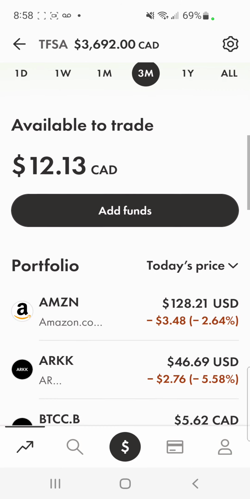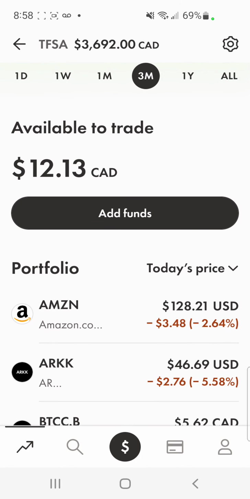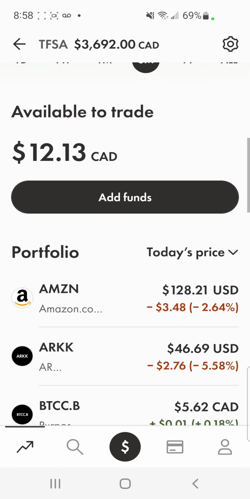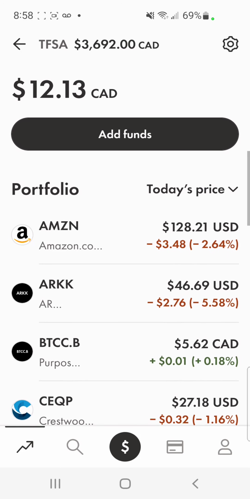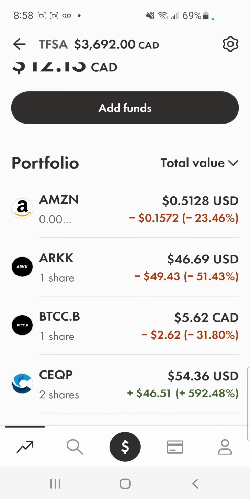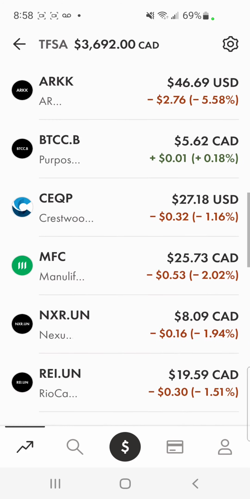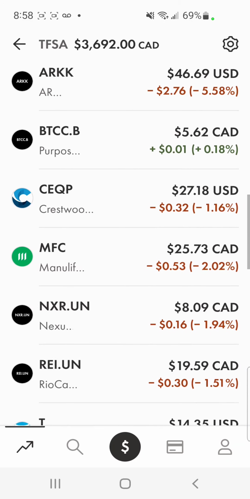But I think you can use Visa to actually add funds, but it costs money, so I would advise against that. And at the bottom, you see your portfolio with all your stocks. You can toggle between today's price or the total price of the stocks. In other words, the number of stocks you have multiplied by the share price, or the price of the stock currently. And yeah, there's also a search button.